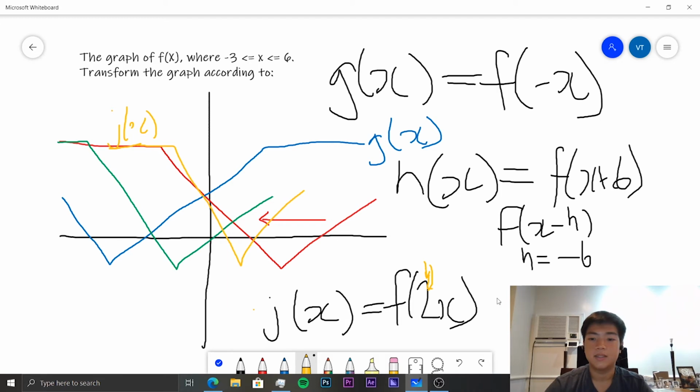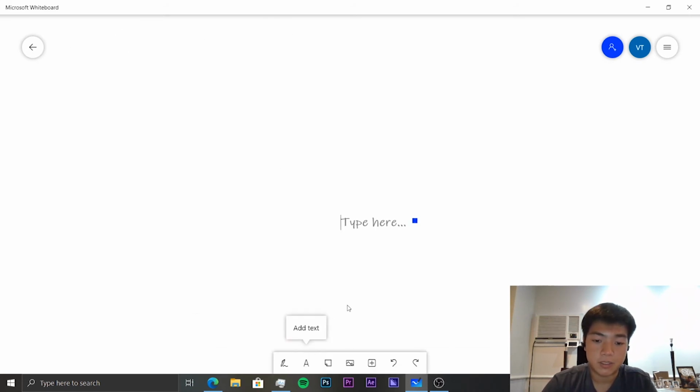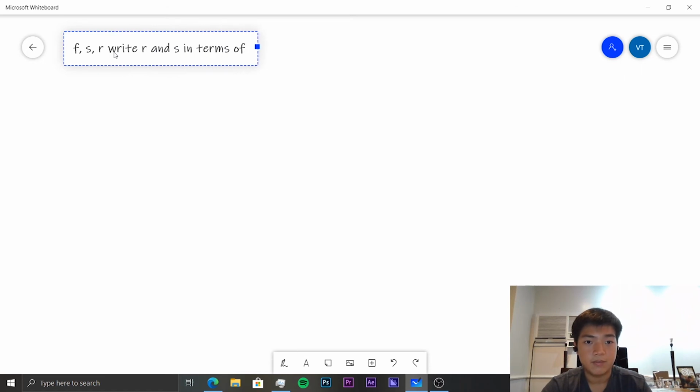Okay, so that was it for question 1. Now let's look at question 2b. Question 2 is: write the functions r and s in terms of f. We're shown functions f, s, and r, and we need to write r and s in terms of f.